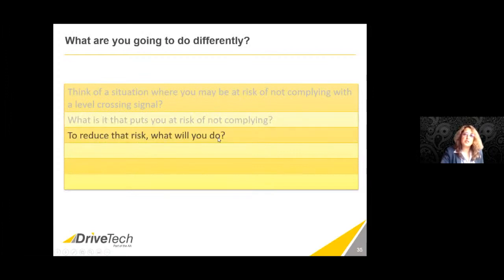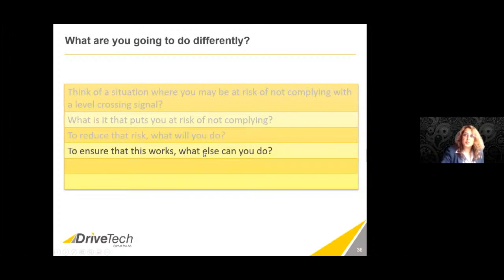So to reduce the risk, what will you do? An example would be, I know the consequences and I know what is involved. I'm not taking that risk. If that person wants to take that level crossing, go around me, take it. I ain't doing it. But it takes a lot of guts to be thinking like that, I have to admit.